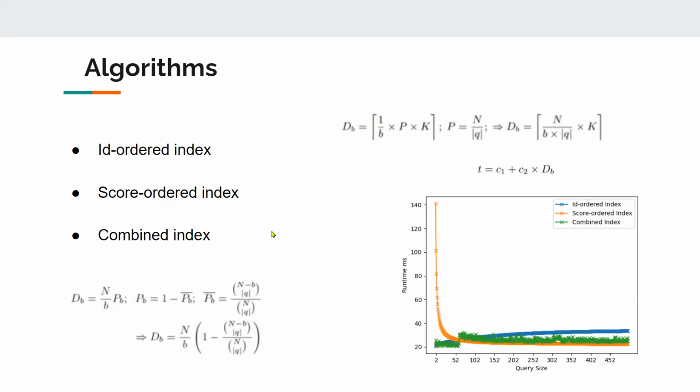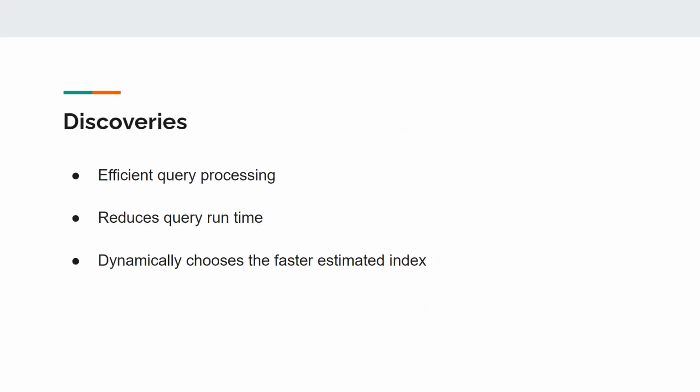We have also implemented the combined index. The combined index is an index which chooses the best of the two indices, saves a lot of time, and helps in efficient query processing. Now I would like Eric to give a quick demo of the project. Okay, will do.